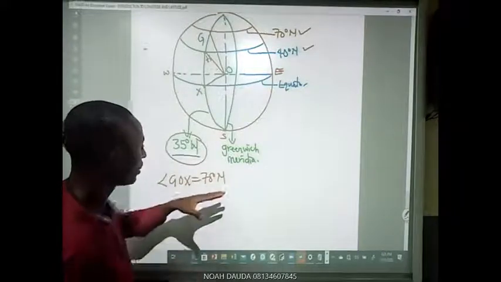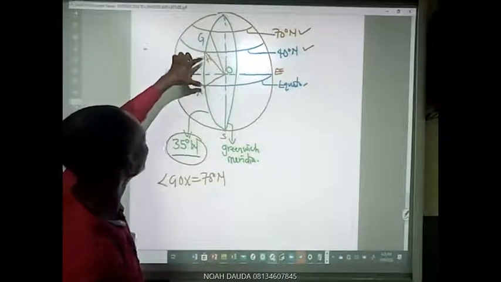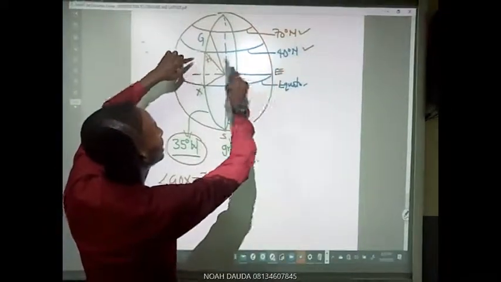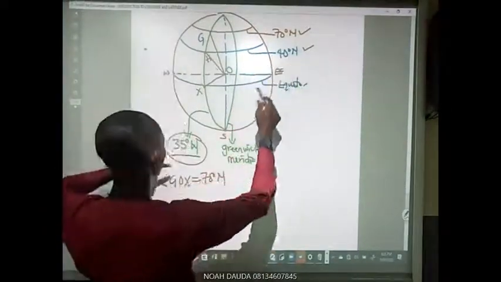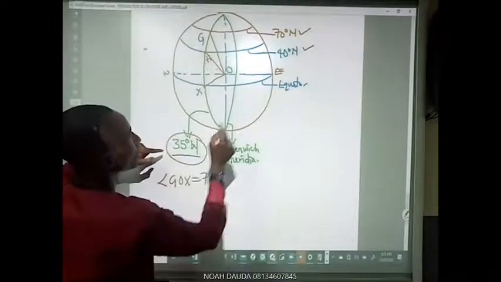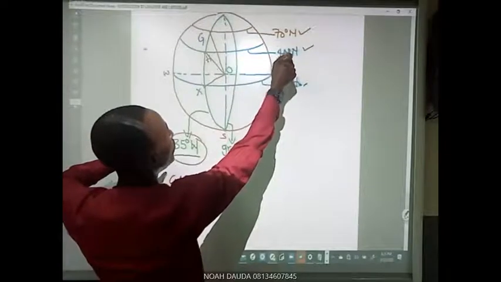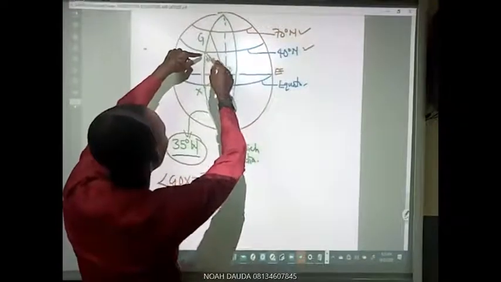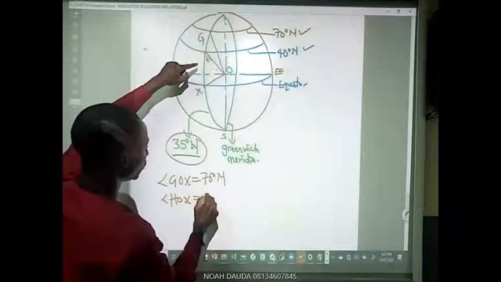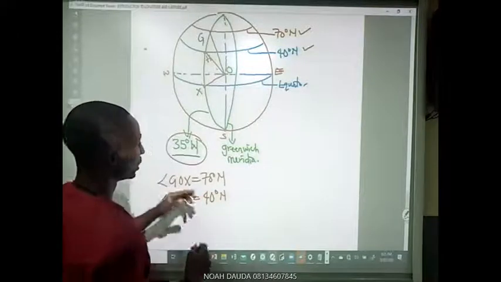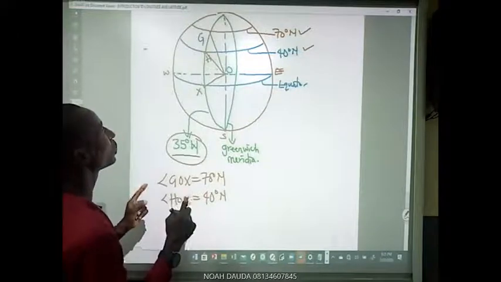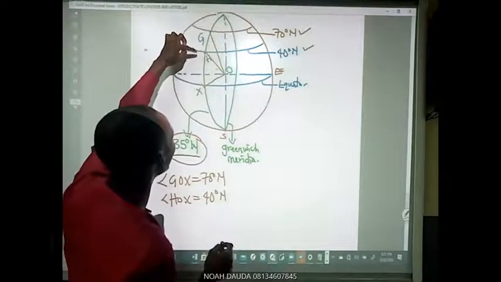Now that I'm done with this, I move on to the next one, angle HOS. Now do not forget that this line of H has 40 degree and 35 degree west. So the 35 degree west is your common angle. So you are going to consider this as an angle, 40 degree north. So angle HOS, the origin, gives us 40 degree. So you can decide to ignore the north. Now, in this case, our mission is to determine angle GOX.